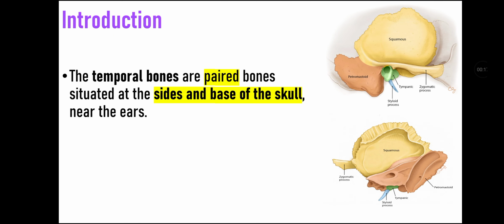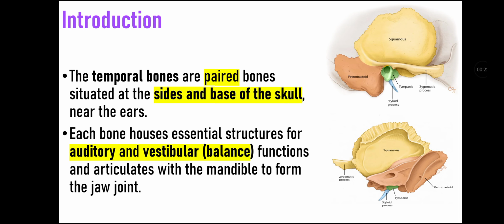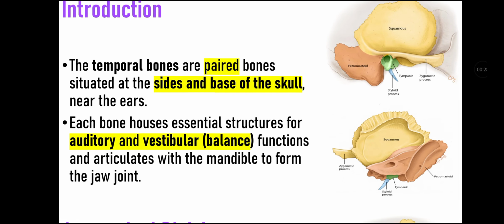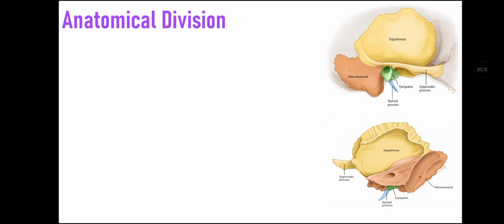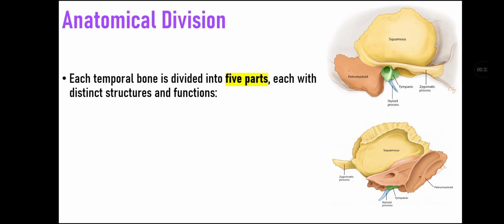Temporal bones are paired bones situated at the sides and base of the skull near the ears. Each bone houses essential structures for auditory and vestibular function and articulates with the mandible to form the jaw joint. Talking about anatomical division, each temporal bone is divided into 5 parts, each with distinct structure and function.